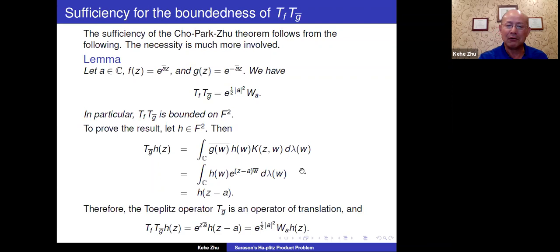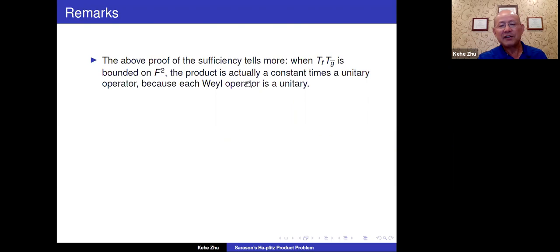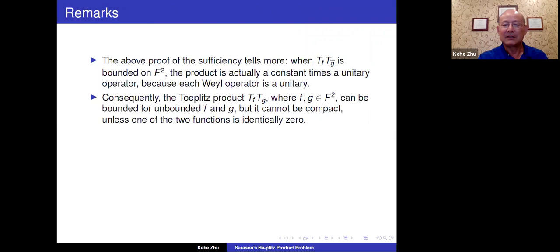Okay. So one half of the theorem is already proved. In other words, if f is like this, and g is like this, and certainly you can have constant multiples in front, then the product will be a bounded operator. The sufficiency proof actually tells you more. It tells you that when this product is bounded, it is bounded in a very strong sense. When it's bounded, it's actually a constant times the unitary. So in particular, it is possible for this operator to be bounded, but it is not possible for this operator to be compact unless one of them is equal to zero, because it's a constant times the unitary. There's no way you can get a compact operator in that form.